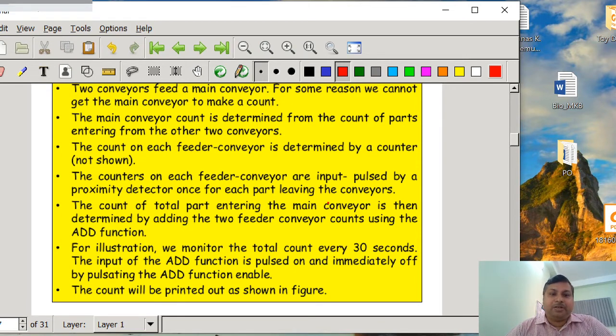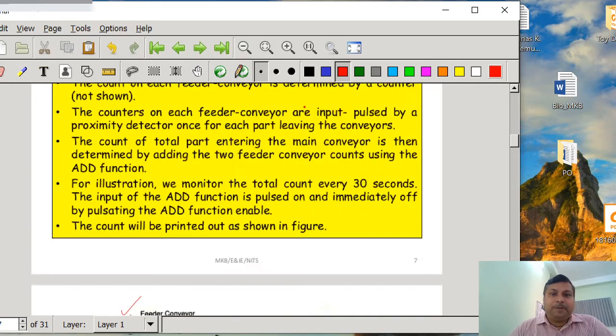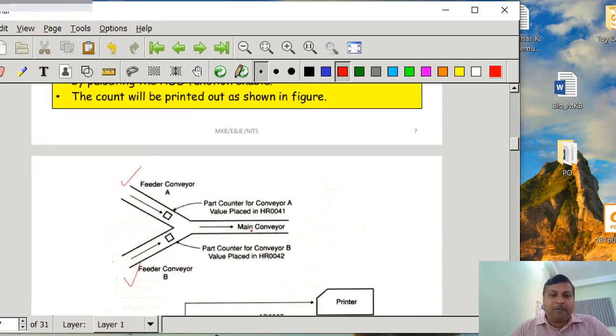For some reason we are not able to install any counter on this main conveyor. So we have the facility only for feeder A having a counter. Suppose one sensor has been placed such that whenever a part passes, one pulse will be created. Similarly, for feeder B there is also a sensor. Whenever a part passes, a pulse will be generated.